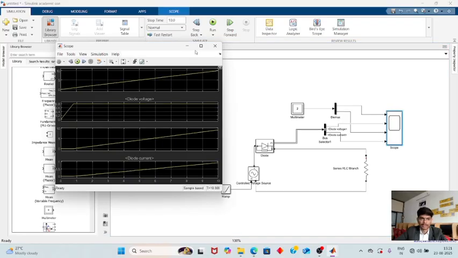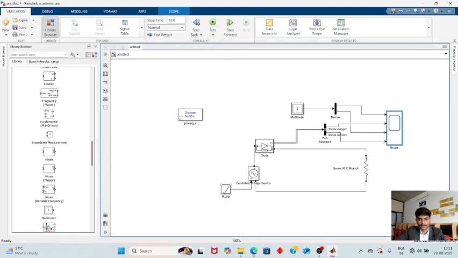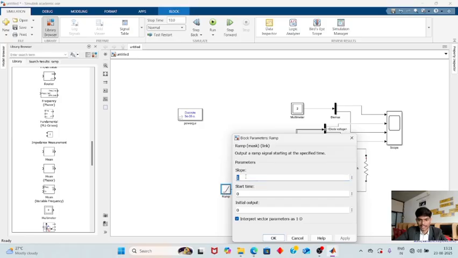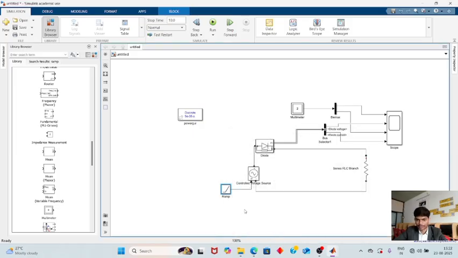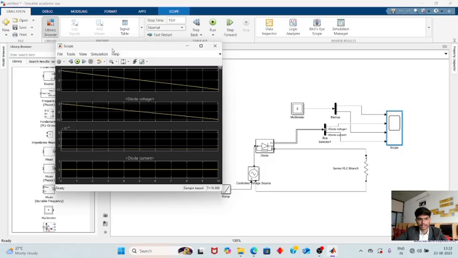Simply we get this output. These are all the forward bias graphs. Then click on the ramp function and change its slope from 1 to -1 for reverse bias. Then run it again. Then we get the output in reverse bias.